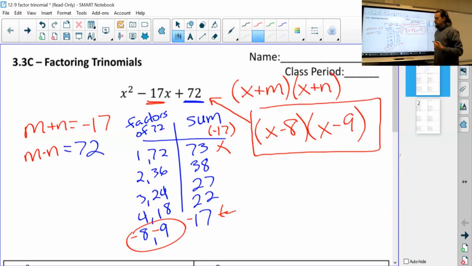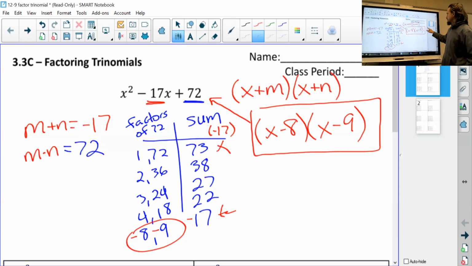Do you have to make this chart every time? No. You can look at it and use your good math skills to take your best guess instead of listing out all of them. A couple rules to keep in mind. If C is positive, then your two factors have to have the same sign. And if B is negative, as we saw, then both of them have to be negative. If B was positive, both would be positive.